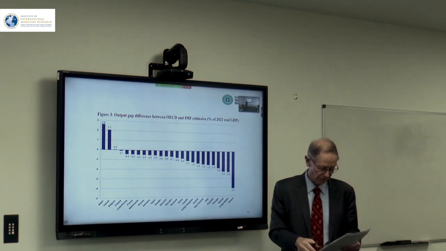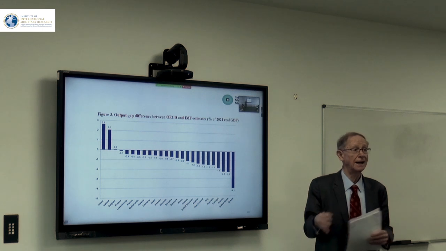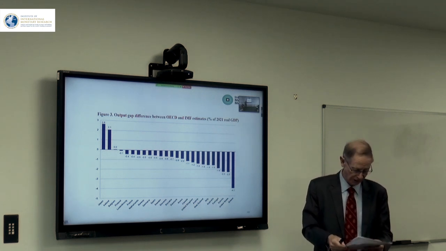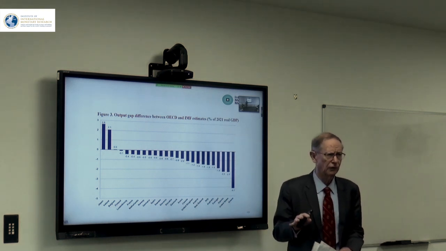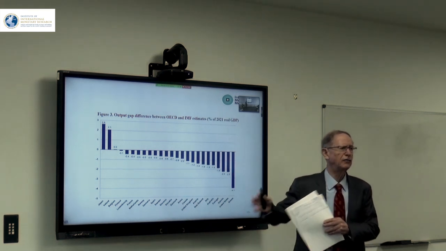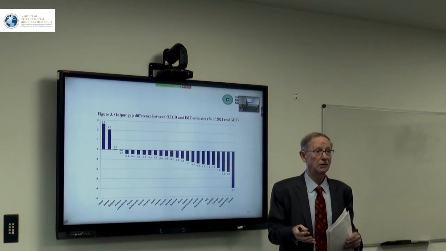So even if you could operationalize those aggregate supply and aggregate demand curves, they're not really very helpful. And the same goes for the Phillips curve. The Phillips curve is another way of viewing how close output is to full employment.